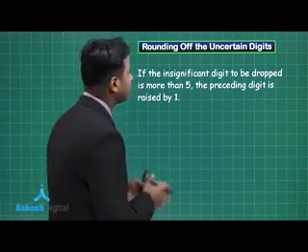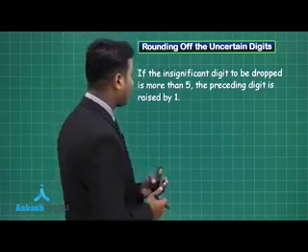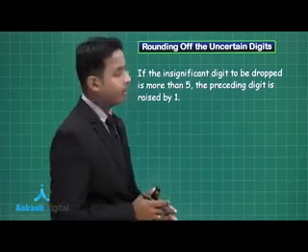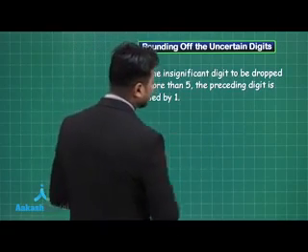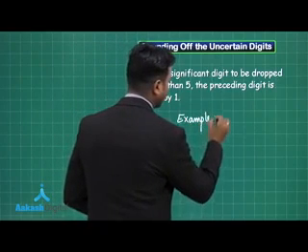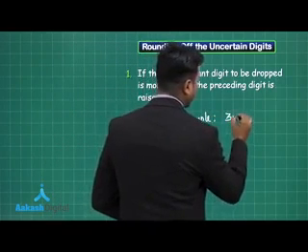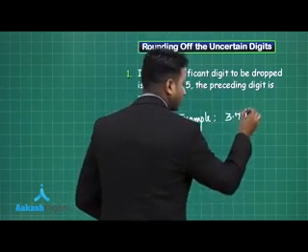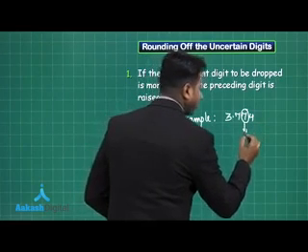The rule says if the insignificant digit to be dropped is more than 5, the preceding digit is raised by 1. This can be clearly understood by a simple example. So I'm taking an example. Let's suppose I have a number which is 3.774. Now let's suppose I'm circling this number 7. This 7 needs to be dropped.